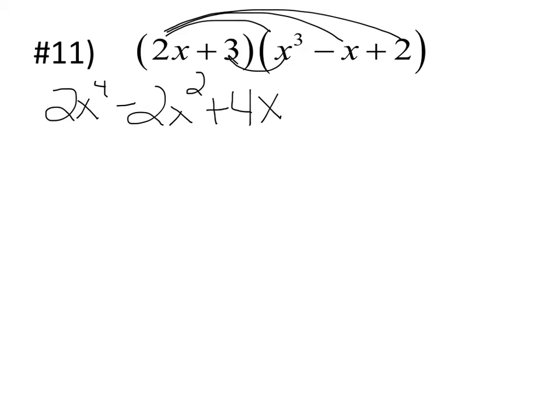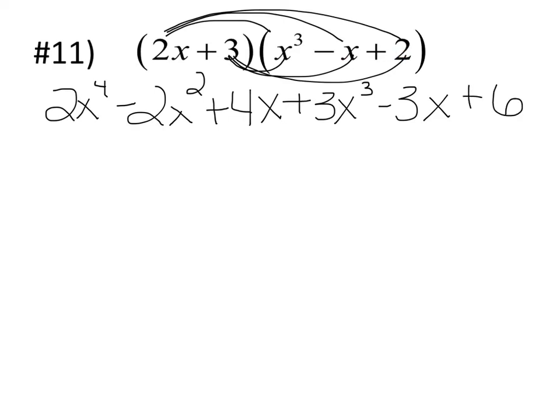Then we're going to distribute this 3 to all three pieces. So then we've got 3 times x cubed is just 3x cubed. And then we've got 3 times negative x, which is just negative 3x. And then we've got 3 times 2, which is just positive 6.